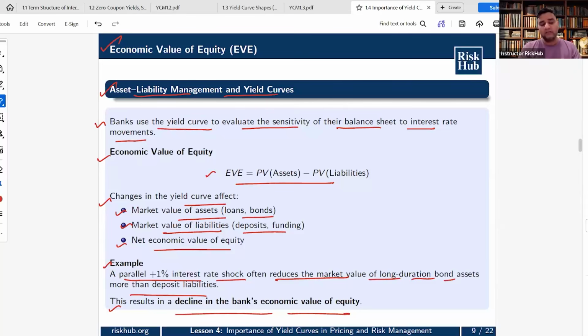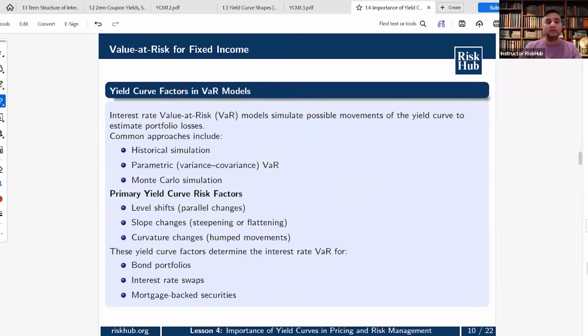Economic value of equity: a present value of all future cash flows, a long horizon market view. Net interest income: earnings flow over the next one to three years, a short horizon accrual view. The one difference that matters: economic value of equity captures the full life of the balance sheet, net interest income captures only the near term. Where it is used: economic value of equity sensitivity is a reported regulatory metric and drives the size of the bank's interest rate hedge book. And then we go into the next one, which is value at risk.